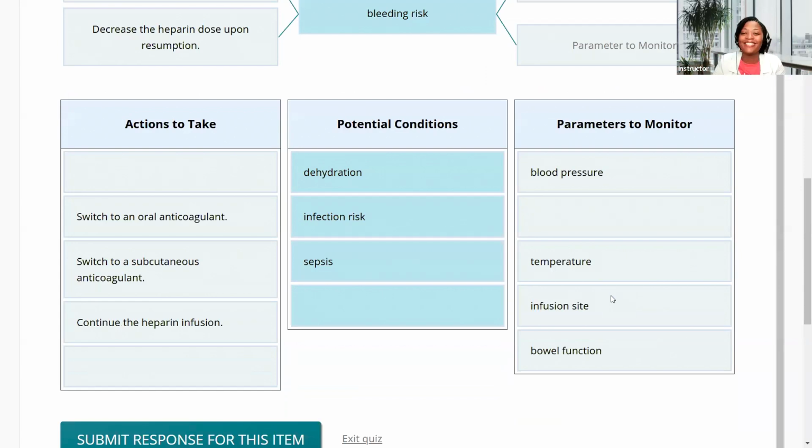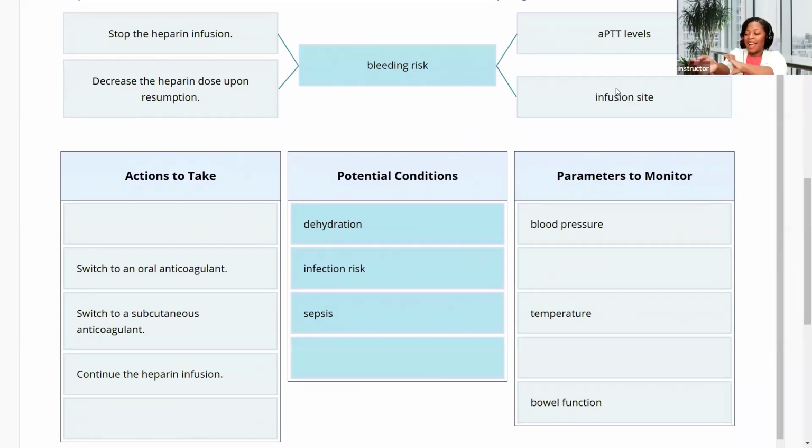The heparin is, right? So we would want to make sure we're monitoring that site to ensure that there is no, and I'm going to ask the room, infiltration or extravasation that could happen. Give it to me. What we will be monitoring for, infiltration or extravasation. Remember the word extra. Yes, very good.